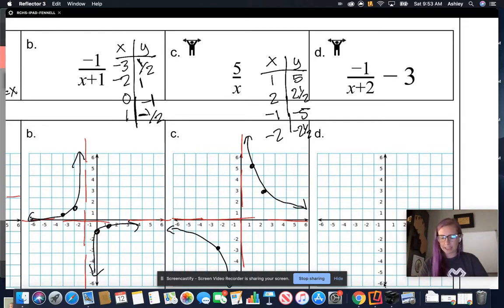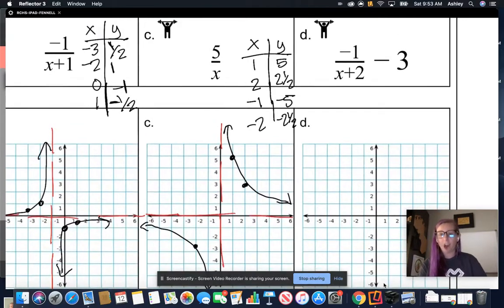All right, last but not least, this one combines all of the many things we have talked about, the different ways this function gets transformed. We have a negative coefficient, this -1 value in our numerator. We have a horizontal shift because we have a value being added to that x, and we have a vertical shift because we're subtracting something from the entire function. All right, so let's think about what all of that means.